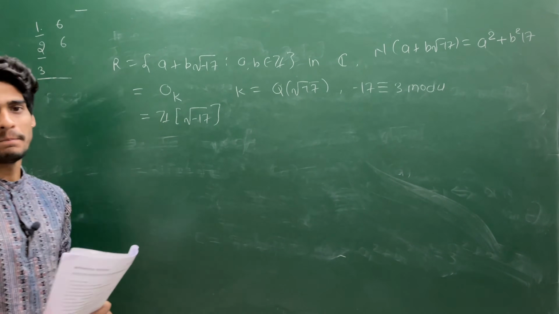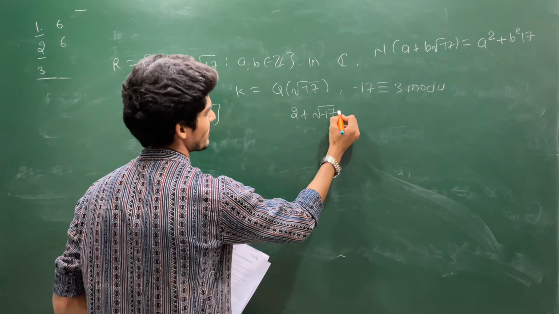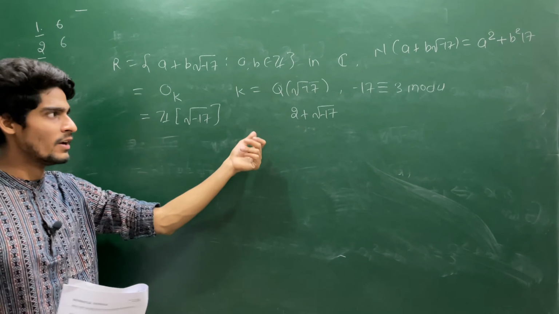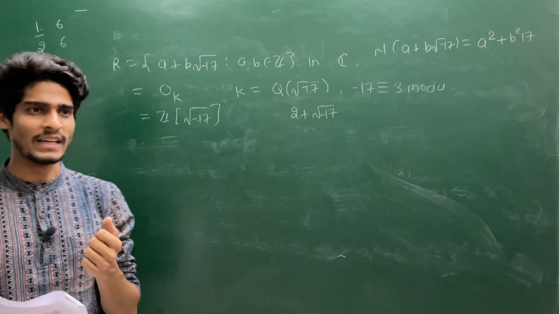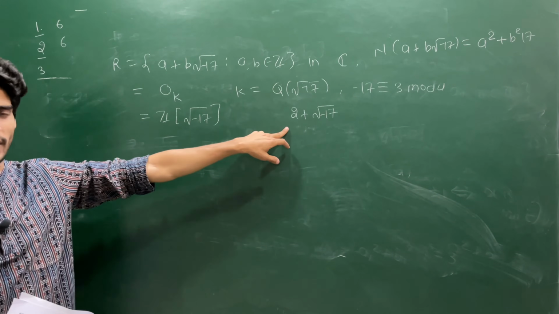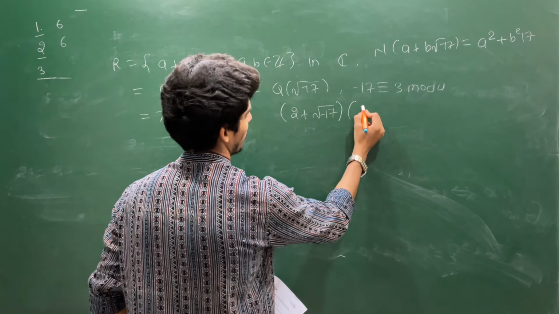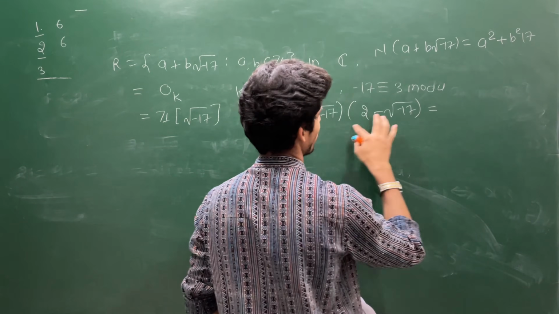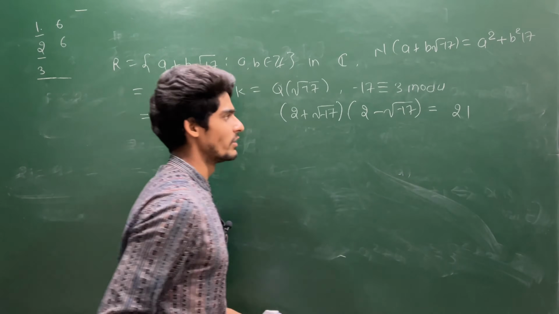What about prime? We have this element 2 plus square root of minus 17. You know the definition of prime: if an element divides AB, then either that element divides A or that element divides B, and then we say this element is a prime element. Whatever structure or element is given, you just think of the simplest case. This is the conjugate of this. Then what will be the product? The product will be 21.